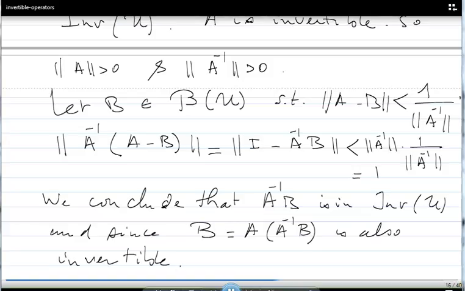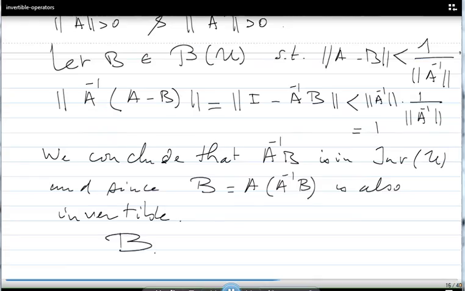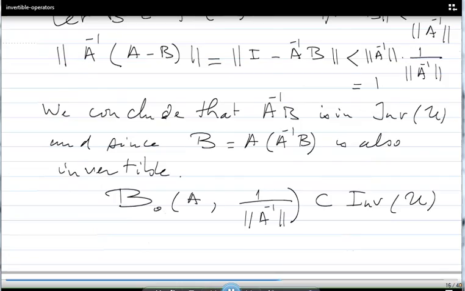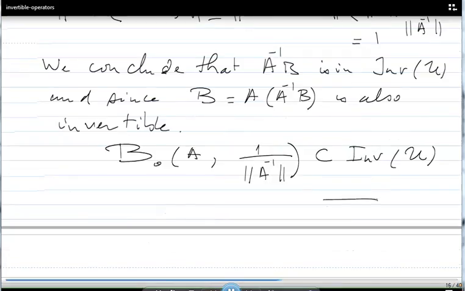So the open ball, this tells us what? That the open ball centered at A with radius 1 over the norm of A inverse is in the set of invertible operators of U. So A is an interior point. So we found an open ball, and this tells us that any point in Inv(U) is in fact an interior point. Therefore, Inv(U) is an open set, and this completes the proof.